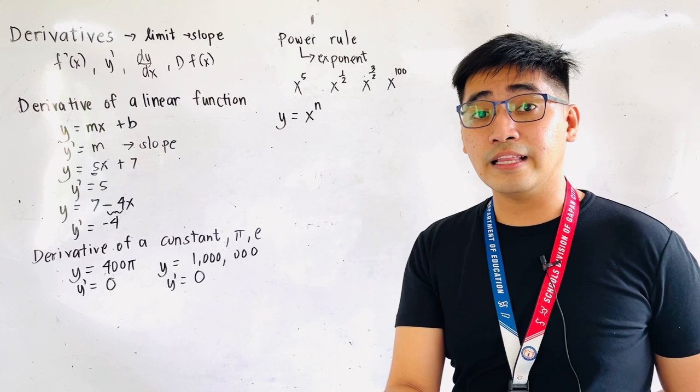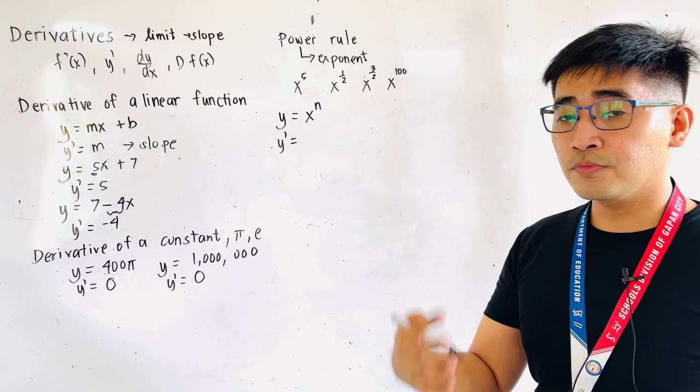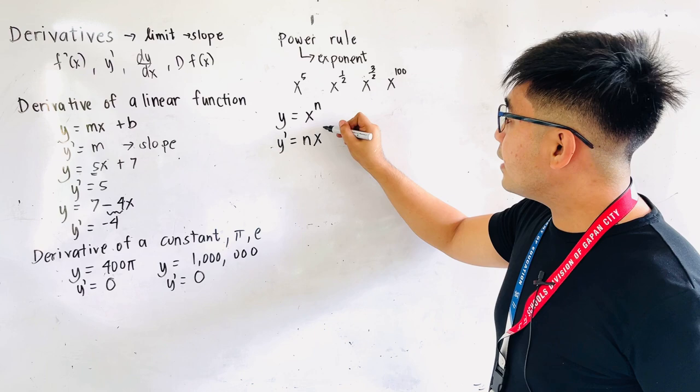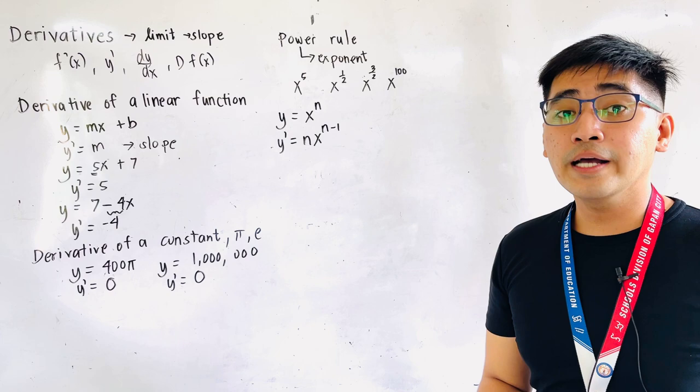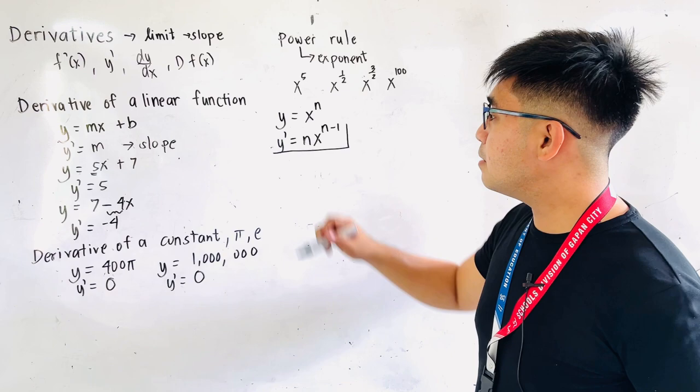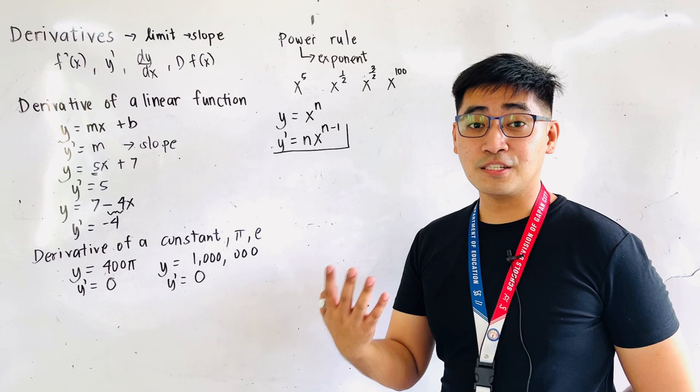Therefore, we could say that y prime is equal to, this is the power rule, bring down n, write down the given, which is x raised to n, and then subtract 1 from the exponent. And this is how we get the derivative of a function which contains exponents.